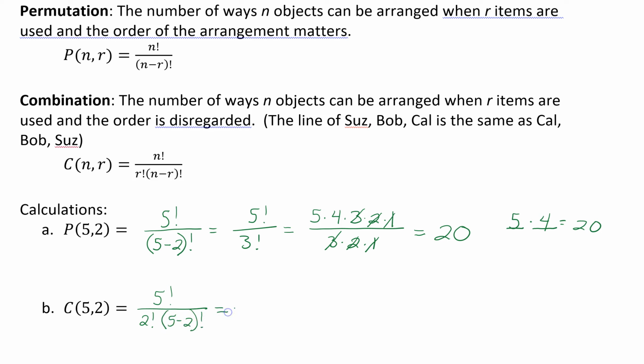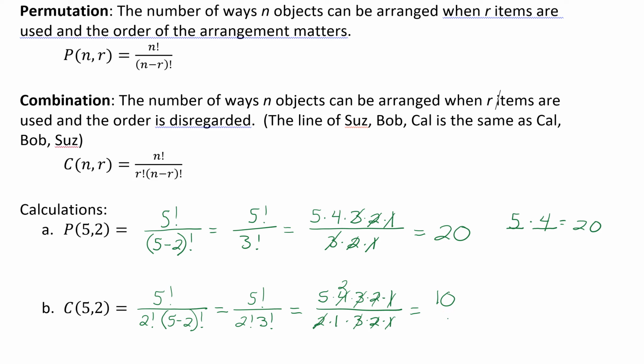Now I write this out in a simplified manner. Write the factorials out in their meaning. I can reduce the 3, 2, and 1. I can also reduce the 4 with 2. That leaves me with 5 times 2 in the numerator, which is 10, and 1 in the denominator. So my answer is 10.